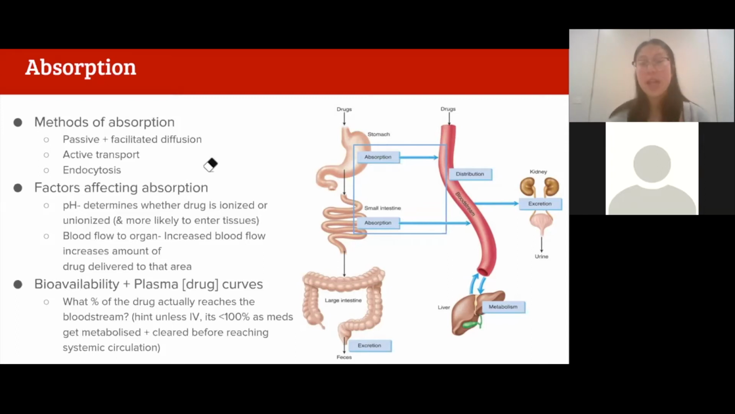So now that I've said that, it's good to mention bioavailability, and I'll be showing you some plasma drug concentration curves. These square brackets mean concentration. So yeah, what is bioavailability? It's essentially the percentage of the drug that actually reaches the bloodstream. Unless we're doing intravenous drug administration, bioavailability is going to be less than 100% because meds get metabolized and cleared before they even reach the systemic circulation. But more on that over this next slide now.